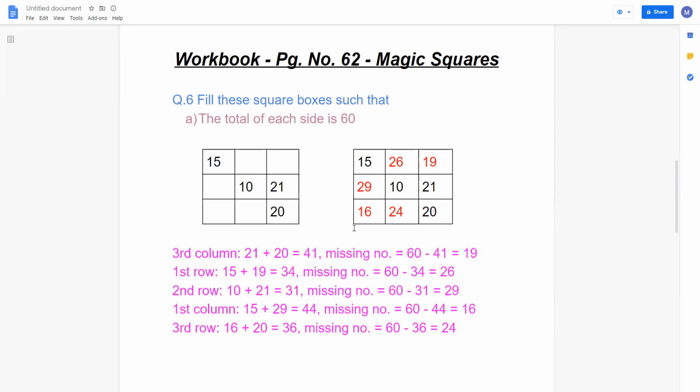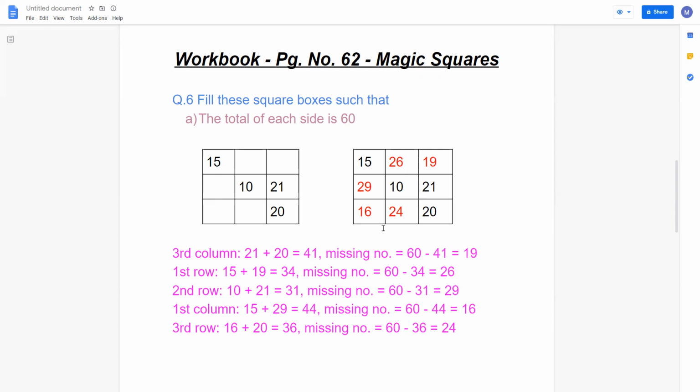Now we'll go to the first column. This is the first column. See, in the first column we got 15 and 29. Now only one box is missing. So we have to add 15 and 29. So in the first column, the 2 numbers we know are 15 and 29. Their sum equals 44. So the missing number equals 60 minus 44 equals 16. So in the first column, the last box is 16.